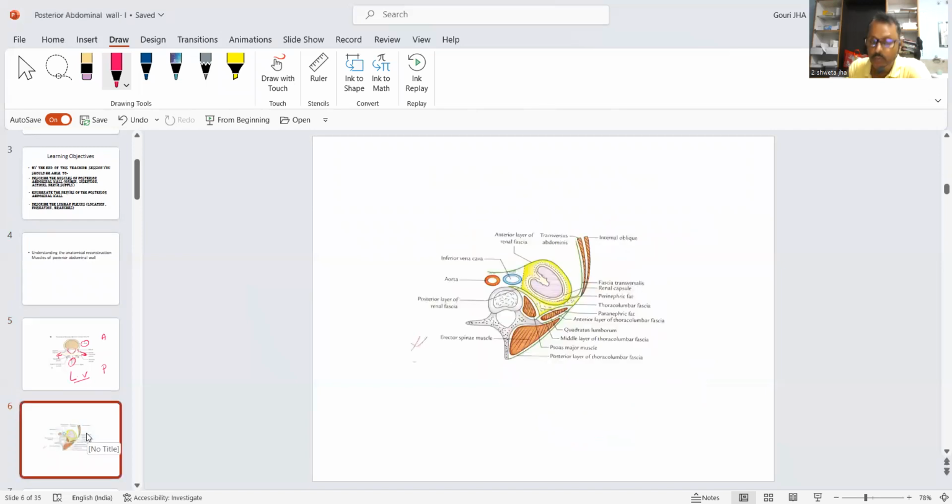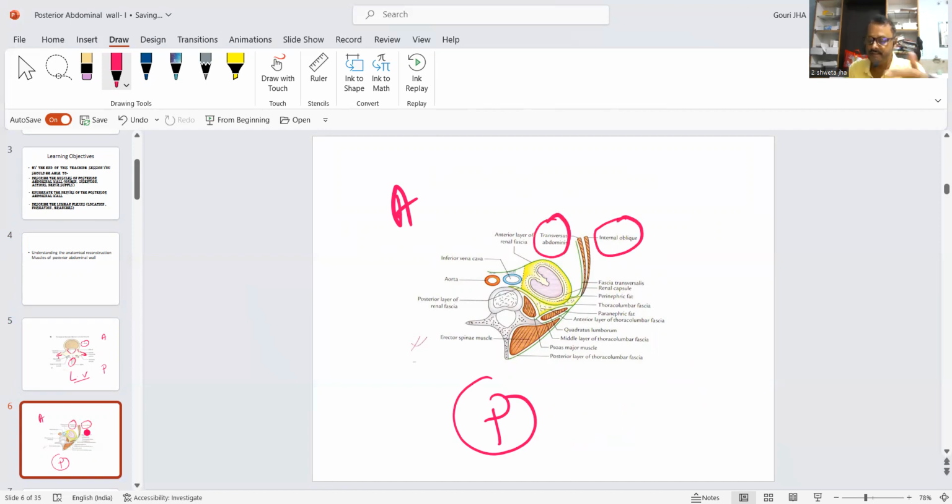With this knowledge, we go further to say that this is the anterior aspect and this is the posterior aspect. This is the internal oblique muscle and this is the transverse abdominis muscle. So the anterior abdominal wall is over here. And we could say that in this portion we have got the posterior abdominal wall. So we have got the anterior abdominal wall over here and the posterior abdominal wall over here.